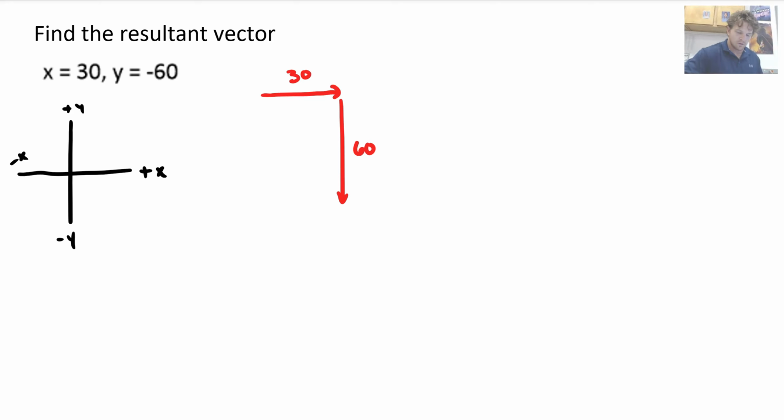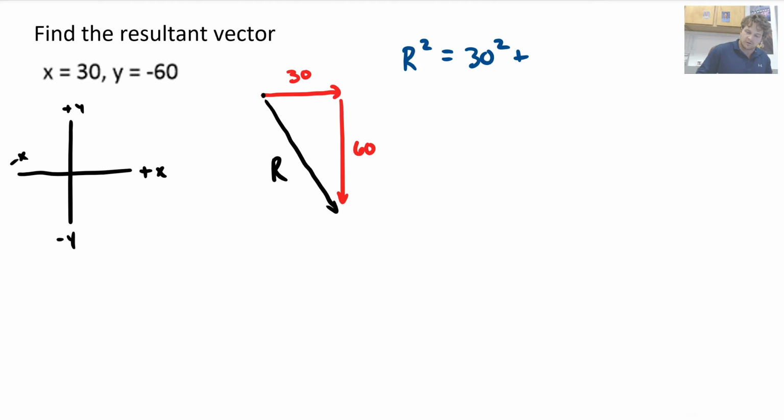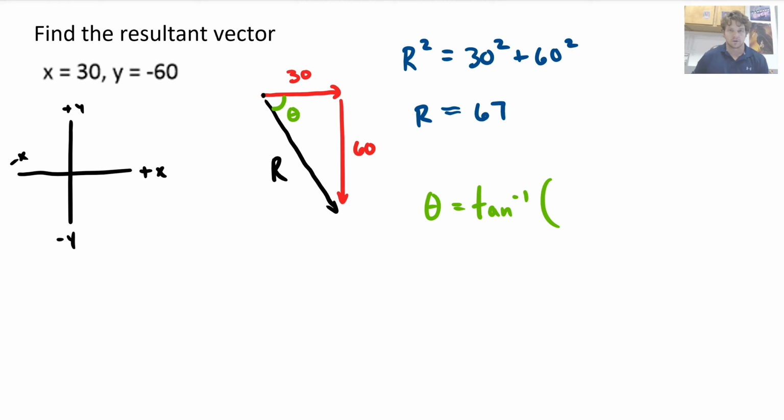And we want to find the resultant. So we start where we started and draw an arrow to the tip of the last arrow. And that's the resultant that we want to find. Okay? So use Pythagorean theorem. R squared equals 30 squared plus 60 squared. So my resultant is about 67. Again, no units. And if I want to find this angle right there, then my theta is going to be the inverse tangent of opposite over adjacent, so 60 over 30, which comes out to be right around 63.4 degrees.